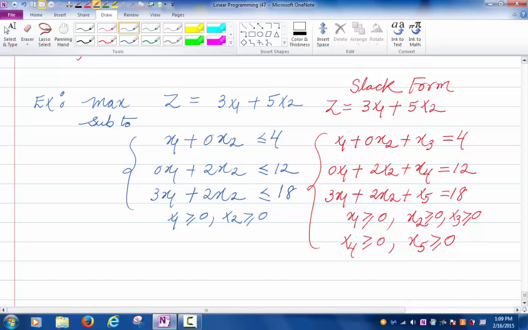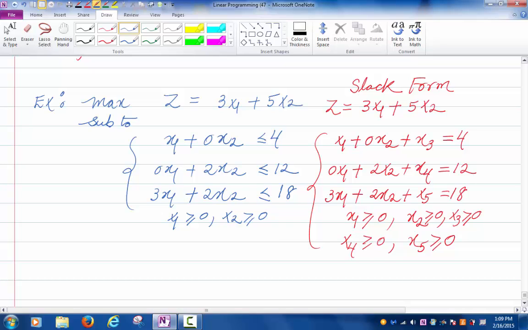Now, how many basic variables should I designate? How many of the variables should I designate as basic variables? Was that 3? 3 is correct. Why? Number of functional constraints, right? Number of functional constraints is the same as the number of basic variables. So you have a choice. You have a choice to designate your basic variables.